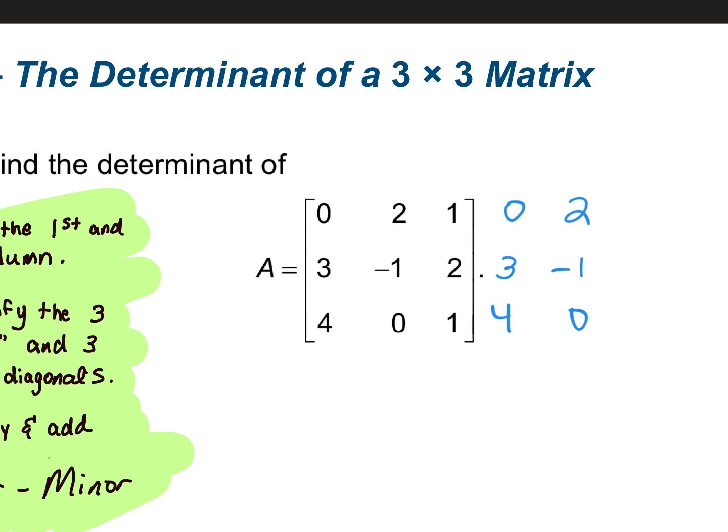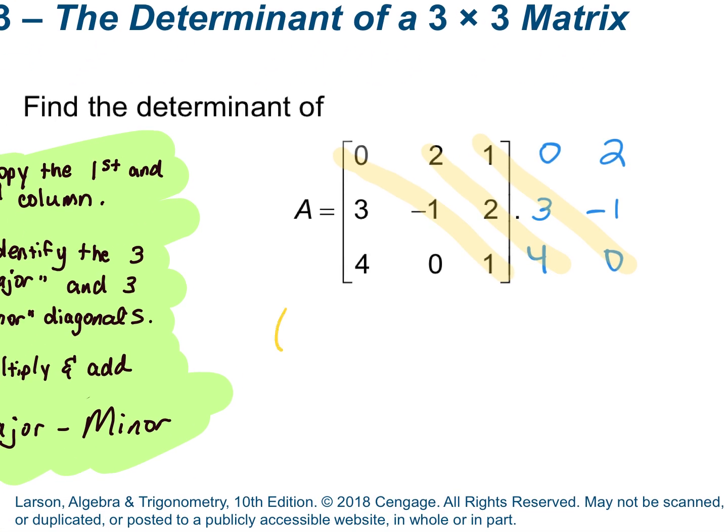Now, before it was A times D, so top left to bottom right, correct? And then minus B times C. Same concept. You're going to have 3 majors. So we're going to say right here, 1, 2, 3. By recopying the first 2 columns, you create the 3 new majors. So what you do here is you multiply and add. So this first one right here, what is 0 times -1 times 1?